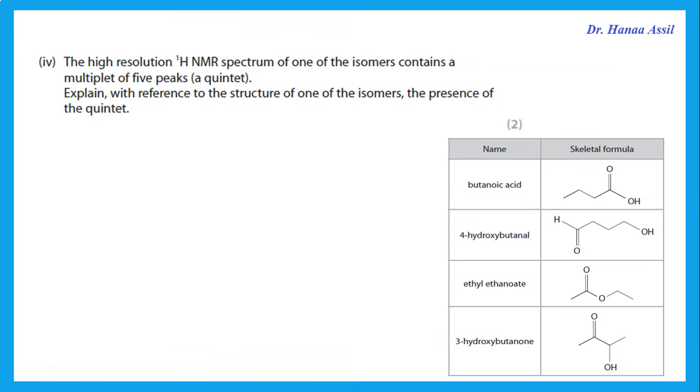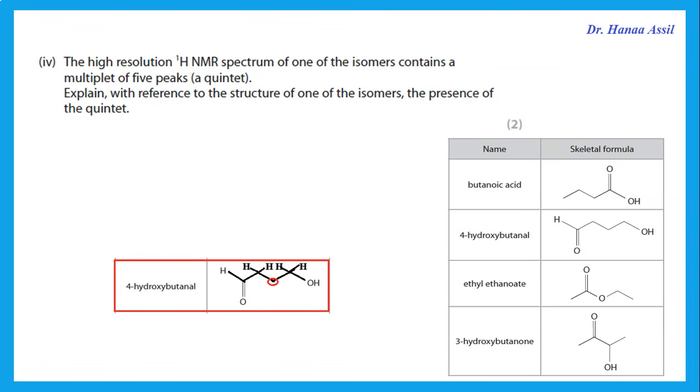The high-resolution proton NMR of one of the isomers contains a multiplet of 5 peaks. So one of them has a splitting of 5 peaks, so it's a quintet. Which of these would give a quintet in its proton NMR? Of course, you know that there is an n+1 rule. That means if it's a quintet, it has 4 protons on the neighboring carbon.